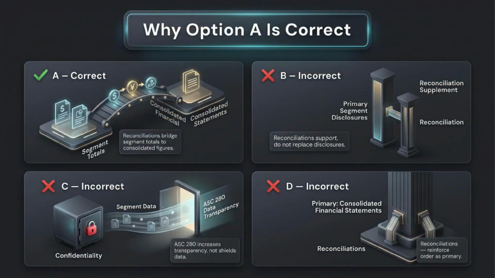The correct answer is A. Reconciliations connect segment totals with consolidated financial statements. That is exactly why they are required. Option B is wrong because reconciliations support segment disclosures. They do not eliminate them. Option C is wrong because ASC 280 increases transparency rather than protecting internal data from users. Option D is wrong because consolidated financial statements remain the primary reporting output. Segment information adds detail and the reconciliation anchors that detail.